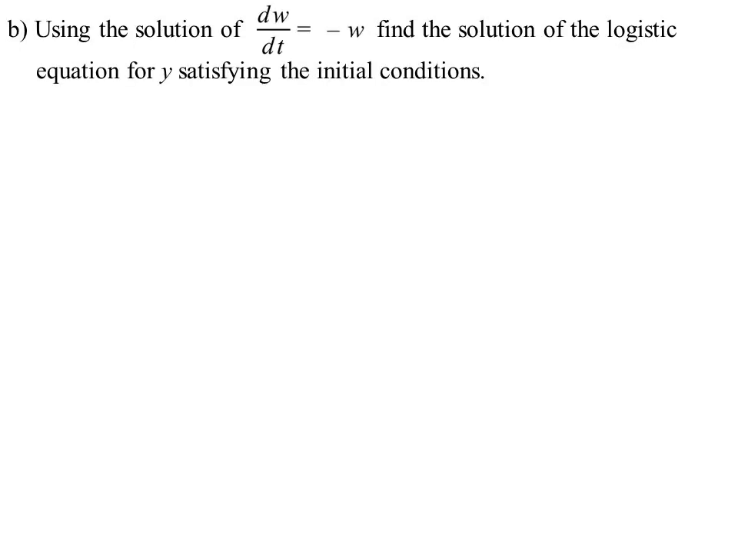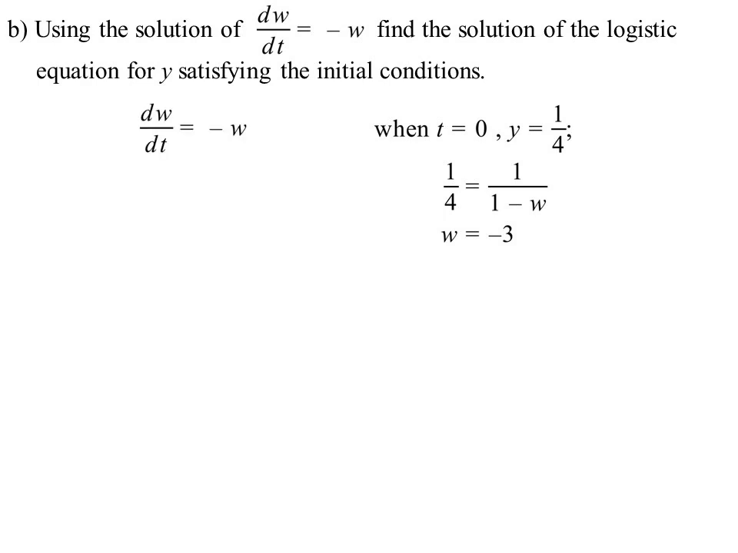Now that allows us to solve this problem a lot quicker, because using the solution, dw/dt equals minus w, find the solution of the logistic equation. The initial conditions, they told me when t equals 0, y equals 1/4, but now I need to know what w is. So at that point, w would be -3. Because that's our basic growth and decay question, we know the solution to it straight away.